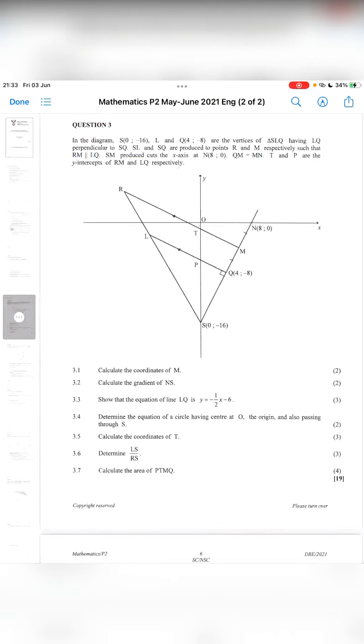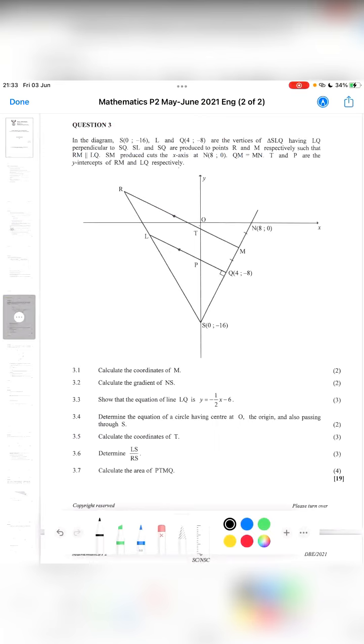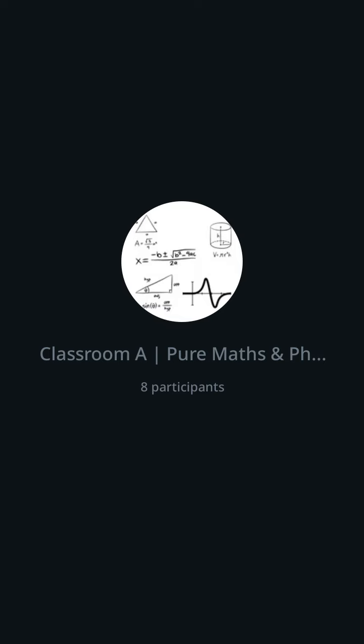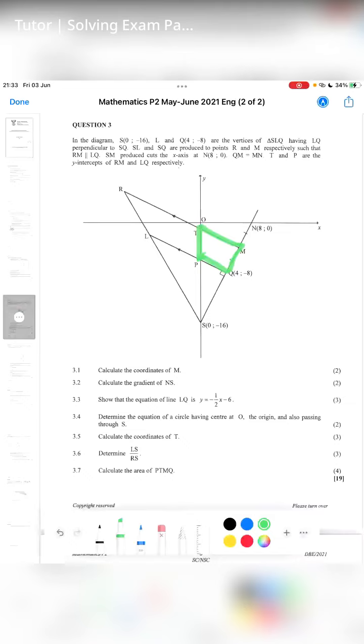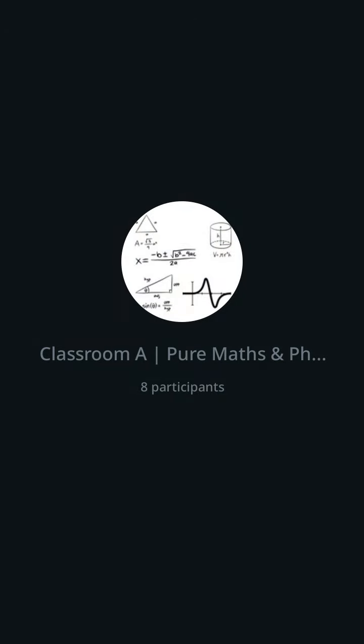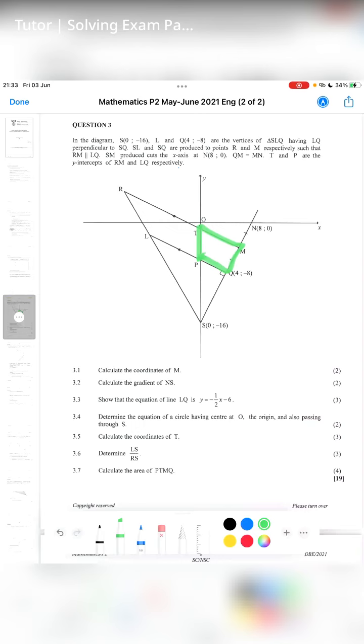So the next question says, calculate the area of PTMQ. So this is what you need to do. Where is P? There is P. From P to T. Where is T? Okay, there is T. From T, M. Where is M? There is M. From there, where is Q? Okay, there's Q. So that means this is the triangle that they are talking about over there. I think I might leave this one as a homework to do.